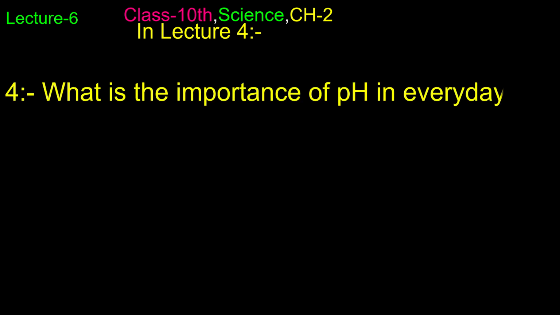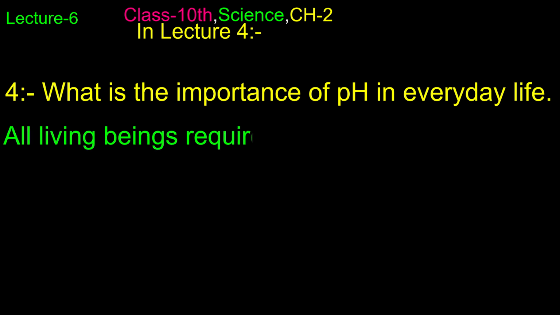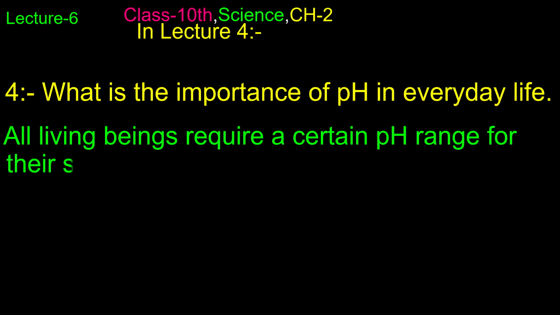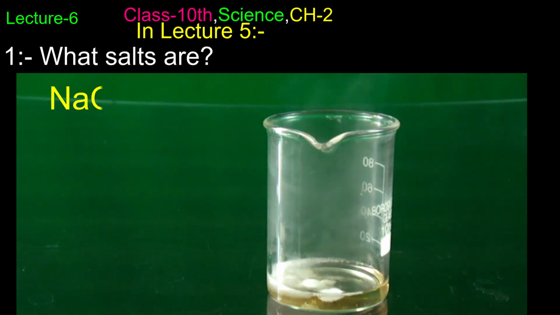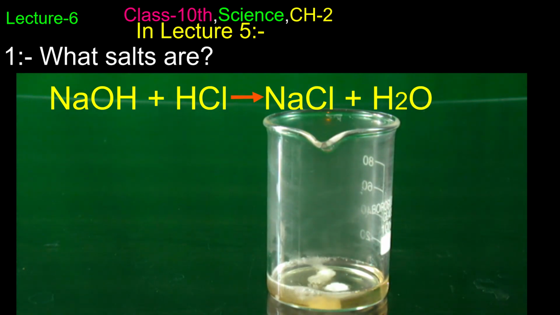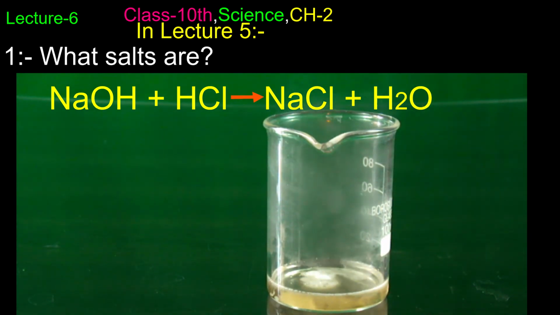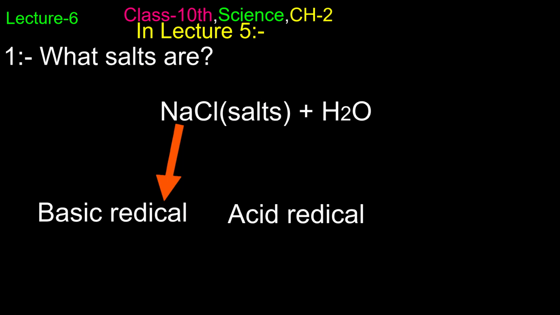After that, point number 4 we learned in that lecture was the importance of pH in everyday life. All living beings require a certain pH range for their survival and growth. In the next lecture, lecture 5, we learned 4 subtopics. First was what salts are. Salts are the product of neutralization or acid-base reactions. The radical that comes from an acid is the acid radical, and that from a base is the basic radical.